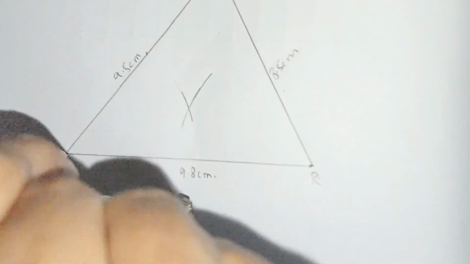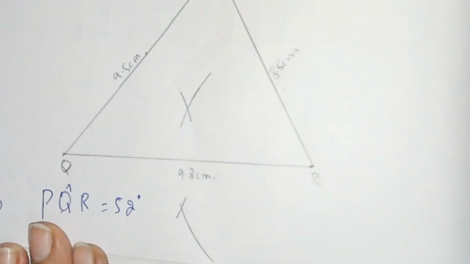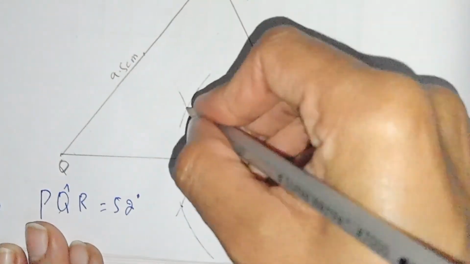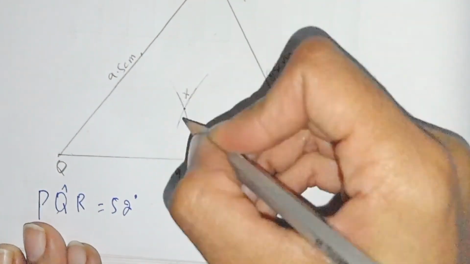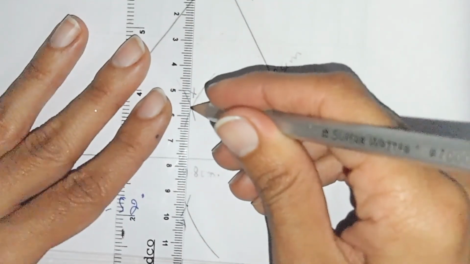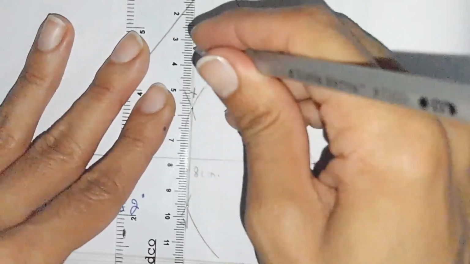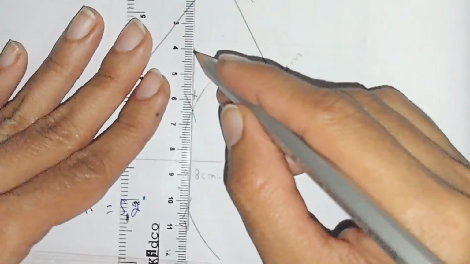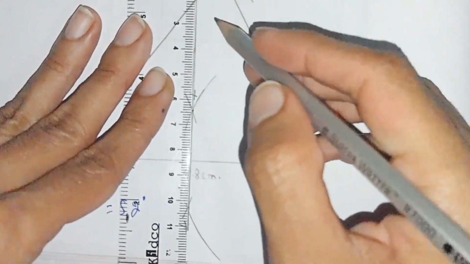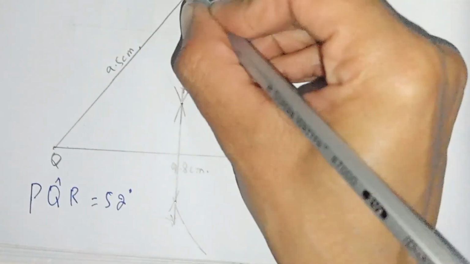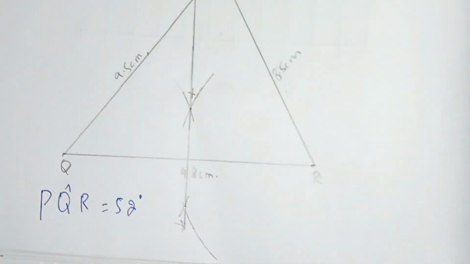And this is the perpendicular bisector. They cut at points X and Y. Now joining these points, we get the perpendicular bisector. This is the perpendicular bisector, and it cuts the line at point T. It is given in our question.